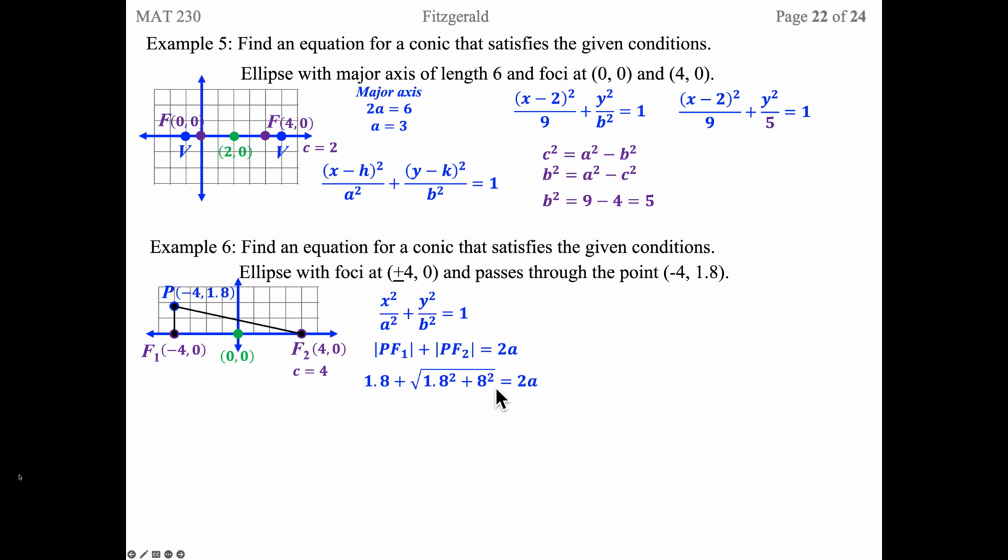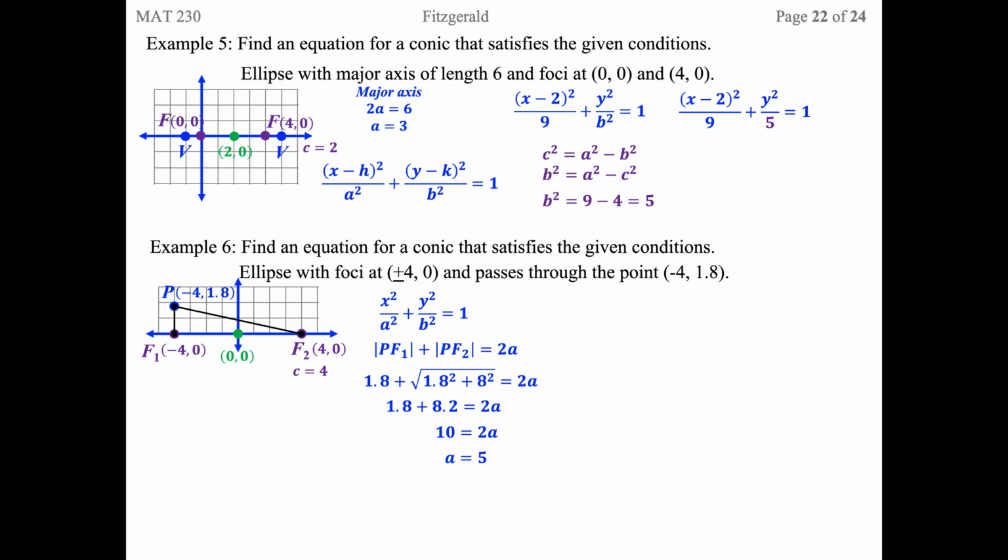So crunch out the numbers here. This comes out to be 8.2 after you take the square root of these two numbers added together and squared. 1.8 plus 8.2 is 10. 10 divided by 2 is 5. So A is the distance of 5.